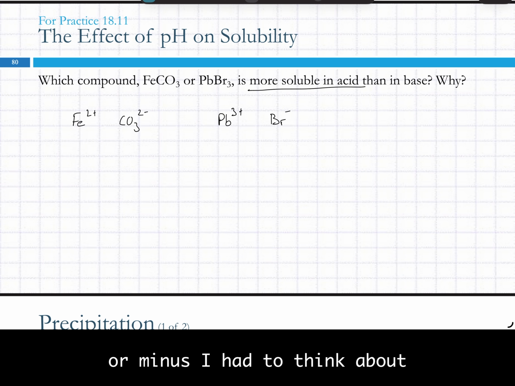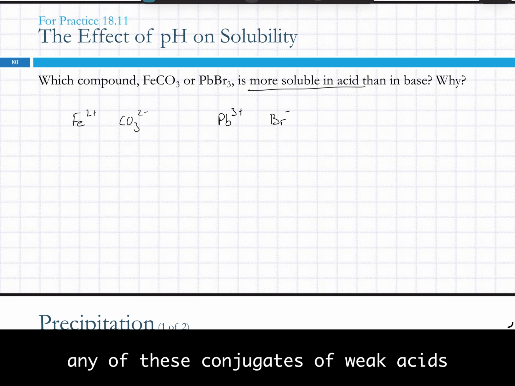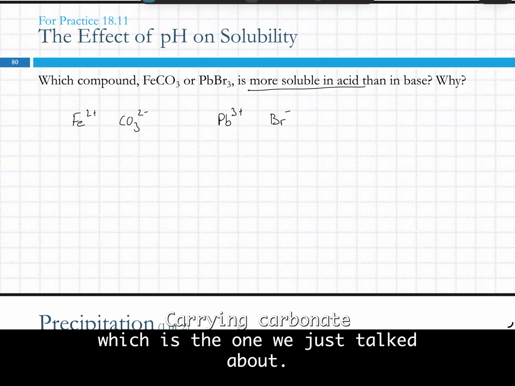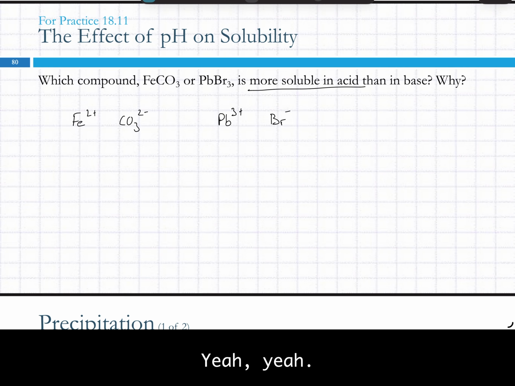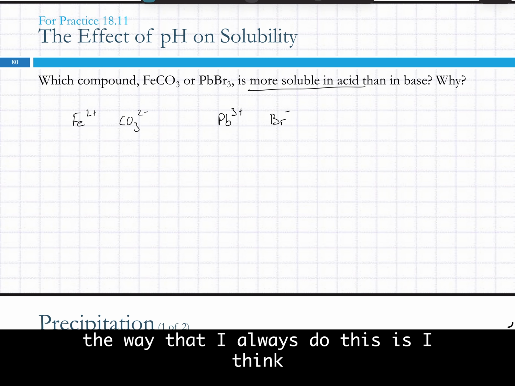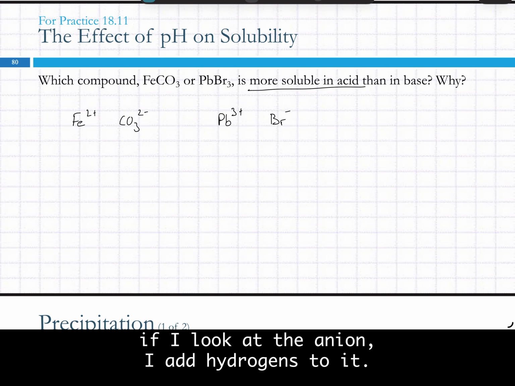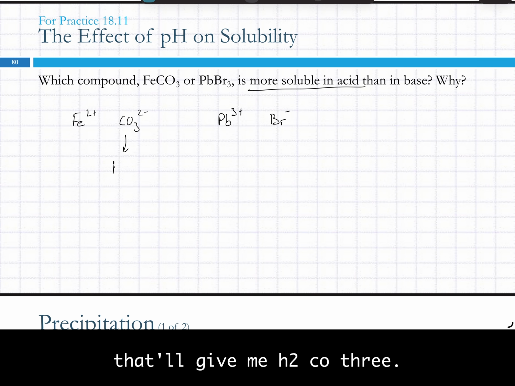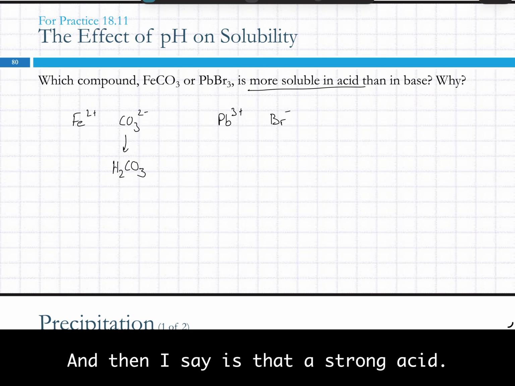We have to think about whether any of these are conjugates of weak acids or weak bases. Carbonate is the one we just talked about. The way that I always do this is I look at the anion and add hydrogens to it. If I look at carbonate and add hydrogens to it, that gives me H2CO3. And then I ask, is that a strong acid?